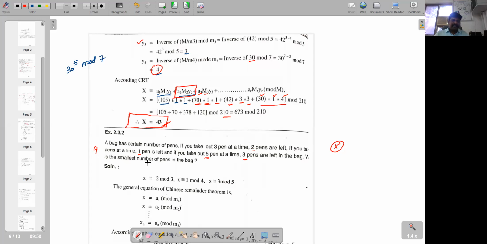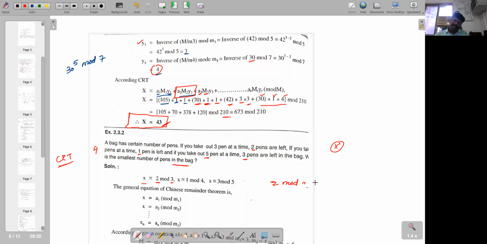What is the smallest number of pens in the bag? So this is the problem given. It can be solved using the Chinese remainder theorem, which is CRT. We'll form the equations first. X equal to 2 mod 3. If you are taking 3 and the remainder will be 2, so 2 mod 3, what is the result?